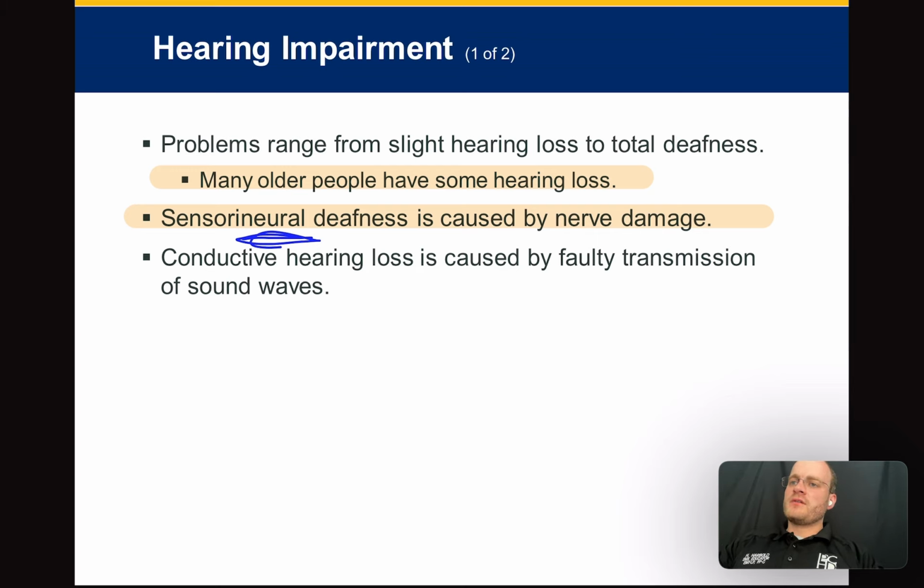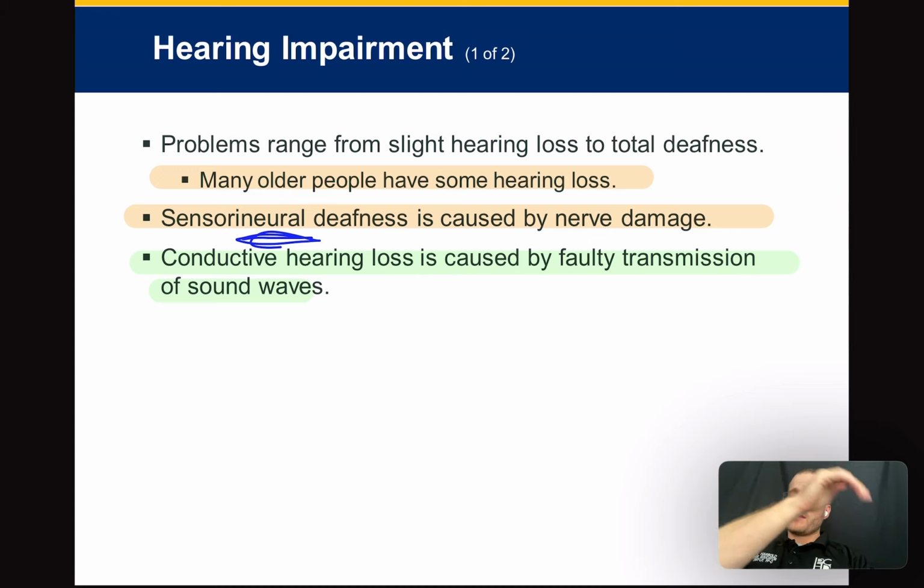Now, the other one being conductive hearing loss, this is different. This is faulty transmission of sound waves. I could induce hearing loss by putting a lot of wax in your ear, right? You're not going to be able to get those sound waves through that wax into your ear. That's an example of conductive hearing loss that's reversible. That's the difference between the two.